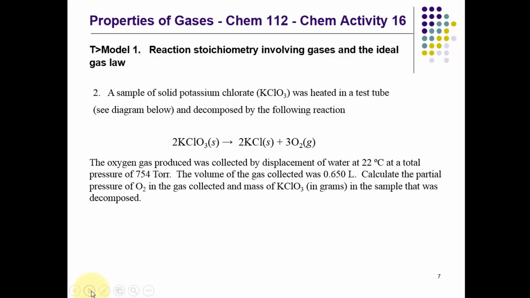And therefore, a common method to trap and collect the gas is to collect that gas by the displacement of water. So you can see here that we have a sample of solid potassium chlorate, and that'll be heated in a test tube, and we'll look at a diagram in a minute, according to this balanced chemical equation. So the decomposition of the solid potassium chlorate results in the production of oxygen gas. The oxygen gas is collected by the displacement of water. And I think it's important for you to know this sort of jargon.